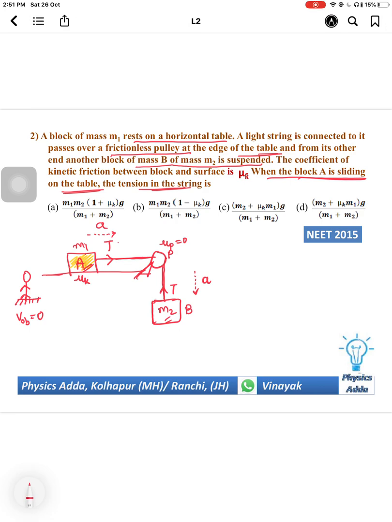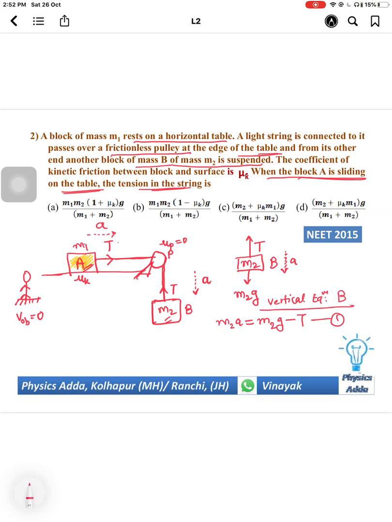If I'm drawing the FBD for block B, what are the forces acting on block B? This is m2g, the force due to gravity, and the tension T. Now the relative motion is downwards, so m2 into a will be the force in the direction of motion, that is m2g minus T. So this is my equation number 1. Then I will be getting equation number 1 on block B.